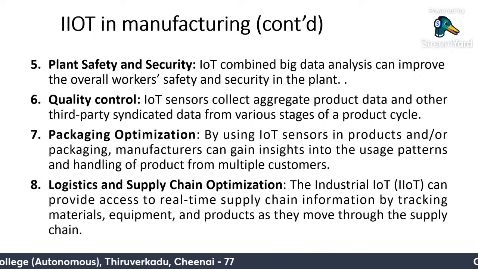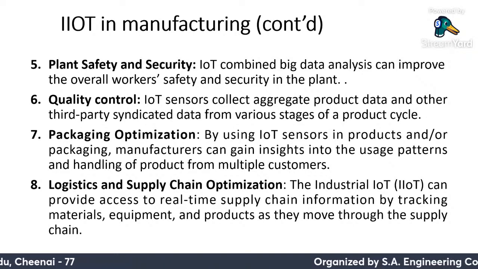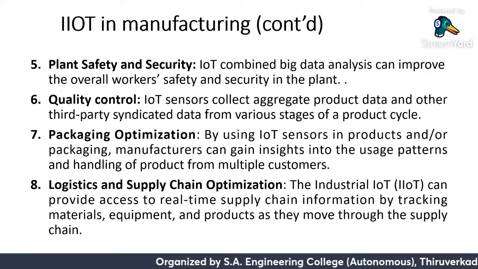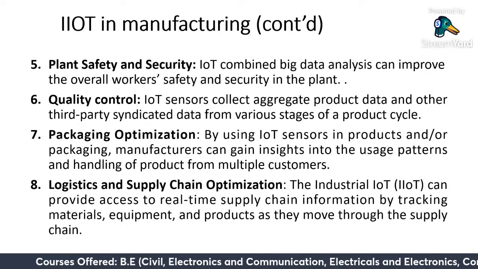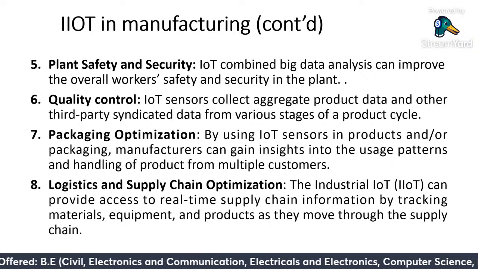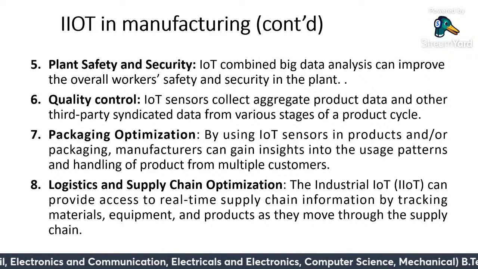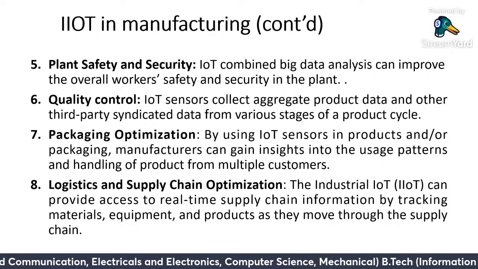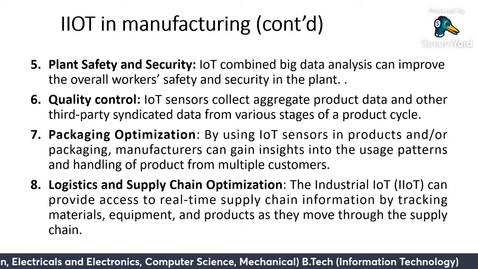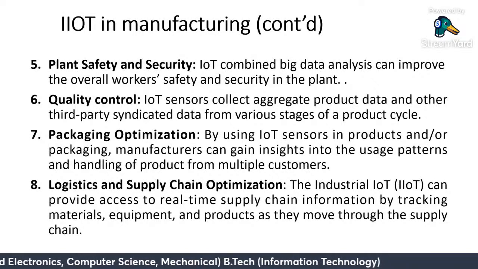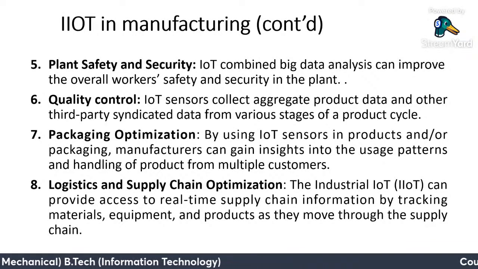Quality control is nothing but, when the final product is achieved, the quality can be monitored by a human, but IoT can monitor it accurately and detect the faulty product easily, so that it removes the faulty product from the production line and separates it. And packaging optimization: by using IoT products and other packaging, manufacturers can gain insights into the usage pattern and handling of the product from multiple customers. So in the packaging system also, IoT is used.